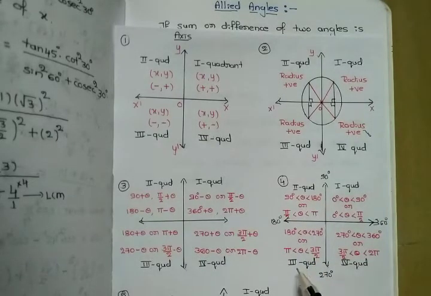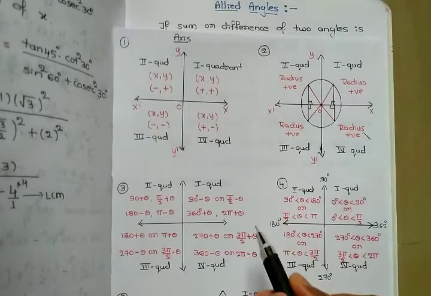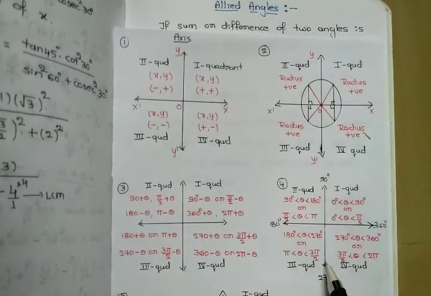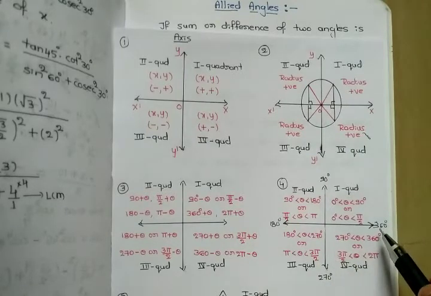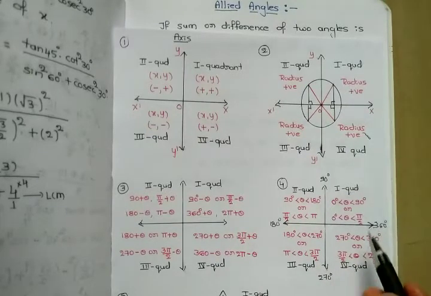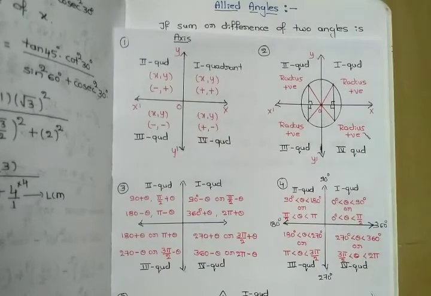Similarly, in the third quadrant, 180 less than theta less than 270 means this theta is going to lie between 180 and 270. Similarly, 270 less than theta less than 360 means this theta is going to come between 270 degrees and 360 degrees. So that is the meaning of 270 less than theta less than 360. So this is the fourth point you need to remember.